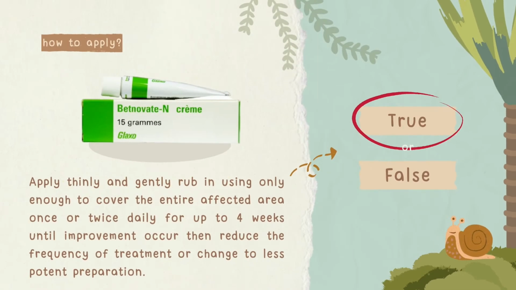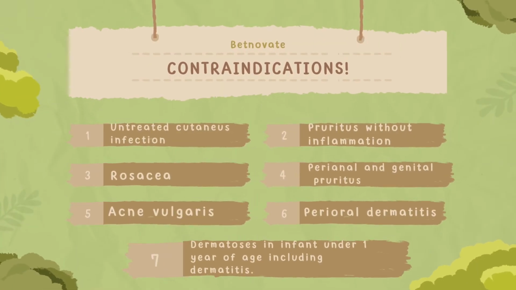So how to apply Betnovate cream? It should be applied thinly and gently rubbed in, using only enough to cover the entire affected area once or twice daily for up to 4 weeks until improvement occurs, then reduce the frequency of treatment or change to a less potent preparation. Contraindications when using Betnovate.